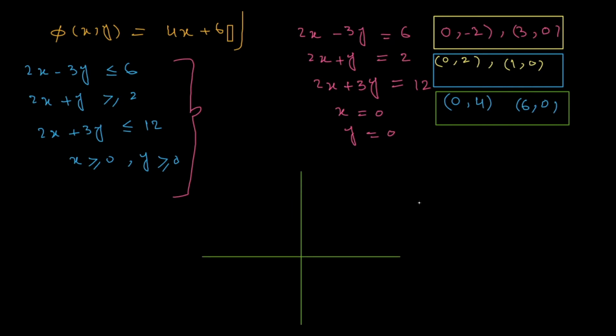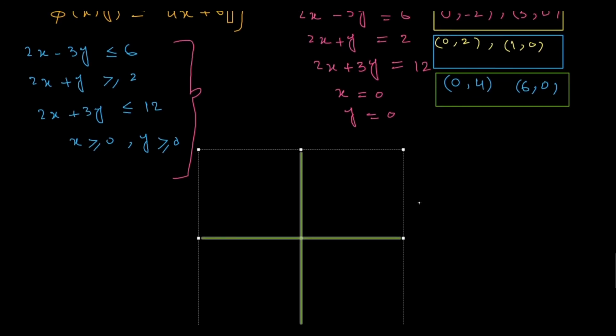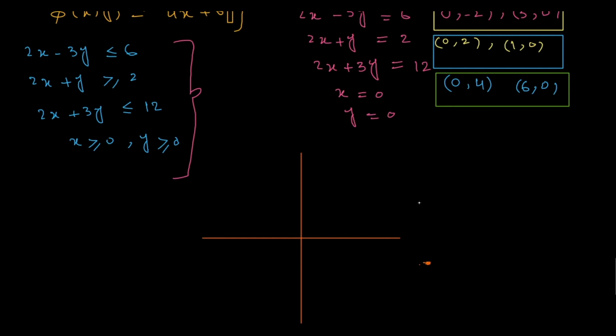Yes, this is okay. The first point is 0 comma minus 2. This point will be over here. Yes, 0 comma minus 2. Okay, and the next is 3 comma 0. So this point will be 3 comma 0. So it means that our first line will pass through here.